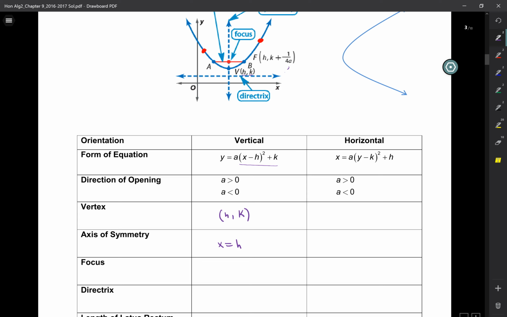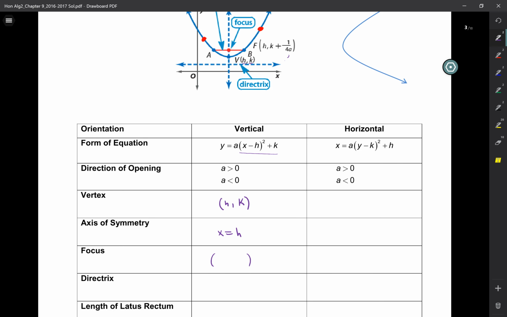Okay, now, what is the focus? Throughout this chapter, I don't want you to memorize a thing other than the midpoint and distance formulas. All of these, I want you to reason through. So what is the focus? The focus is the point here. If it's a vertical parabola, are you going to go vertically for the focus or horizontally? Vertically. So you're going to change not the h value, but the k value. So the focus is going to be at (h, k plus 1 over 4a). It's always that term, 1 over 4a.